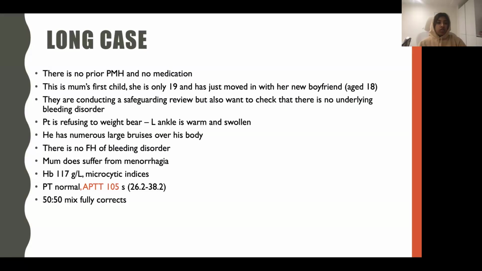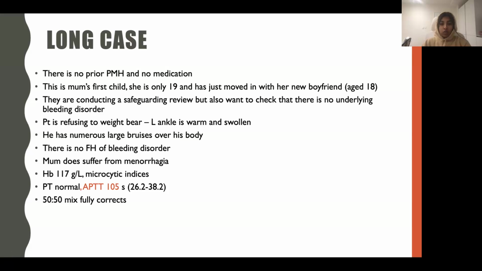So once you've done the history, this is what you learn. There is no prior past medical history, and there's no medication that the baby's on. This is the mum's first child. She's only 19 and has just moved in with her new boyfriend. They are conducting a safeguarding review, but also want to check that there are no underlying bleeding disorders. The patient, so the baby, is refusing to weight bear.